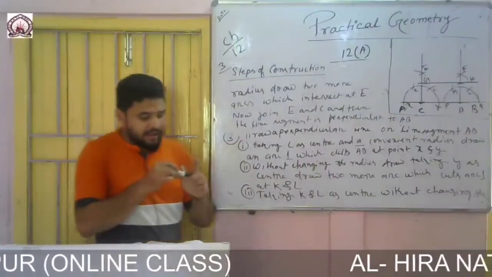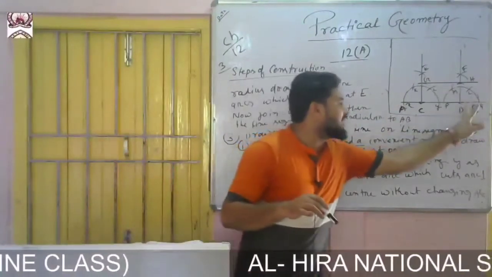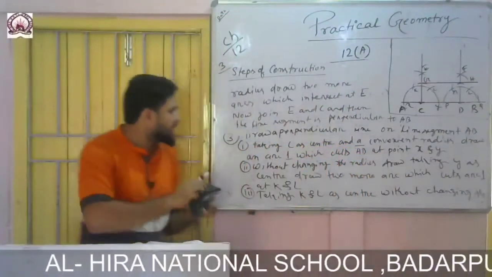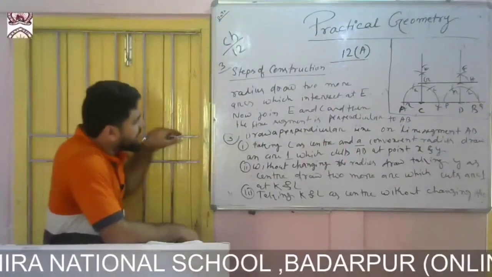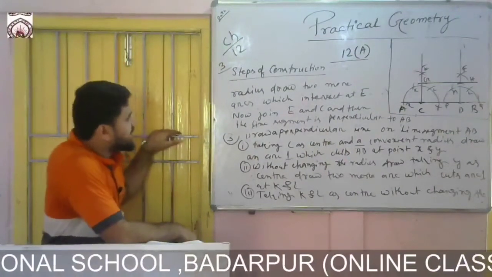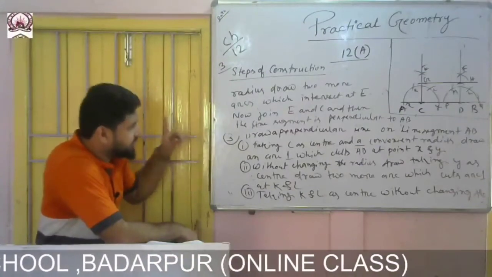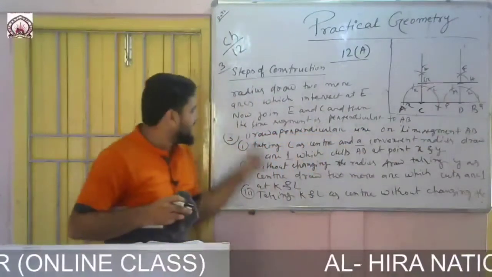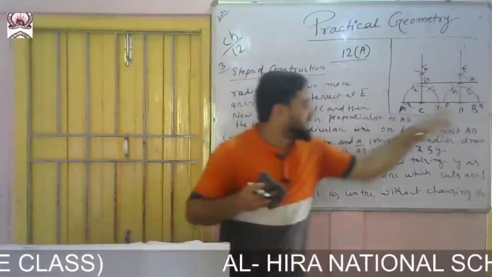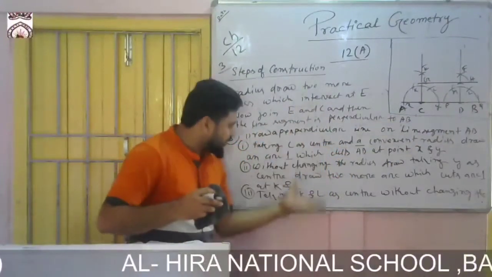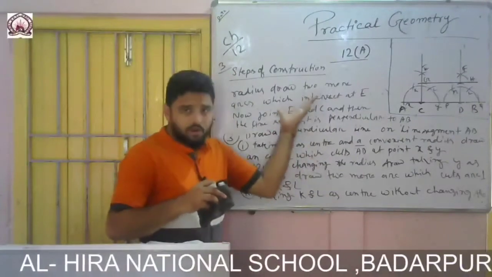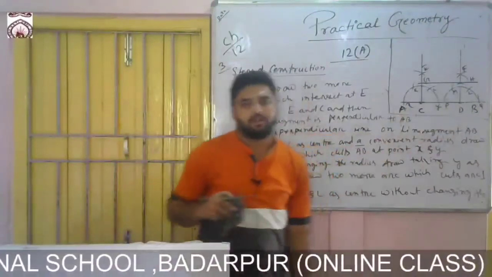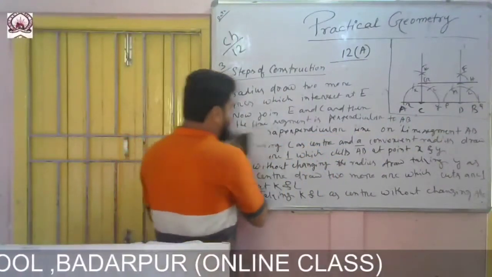Now the same thing you have to do at D also. Just repeat the steps. Repeat the step 3 for point D. If you write this, then there is no need to write everything again, because you have done the same thing at D also. So write here, repeat the step 3 for point D.